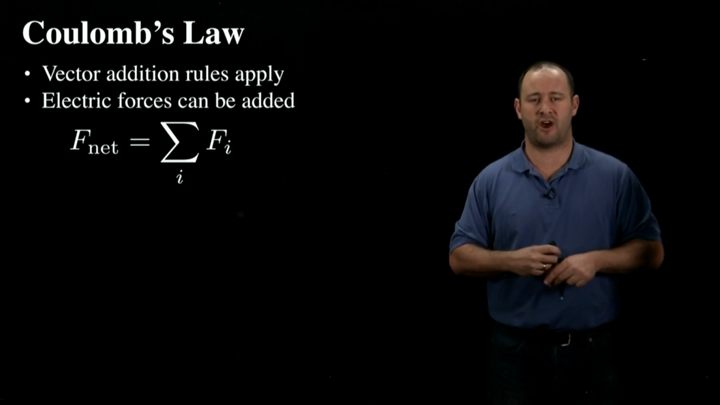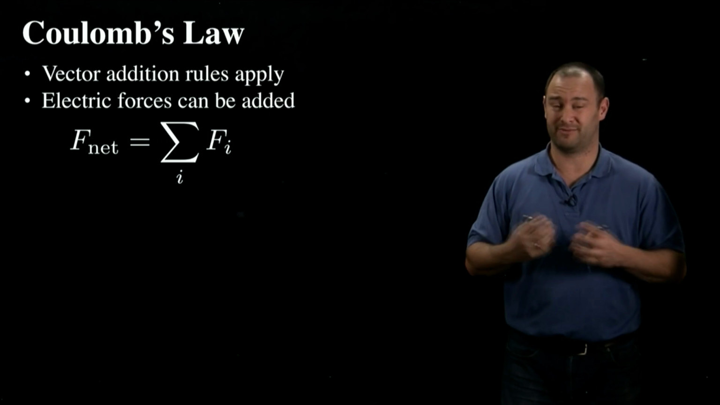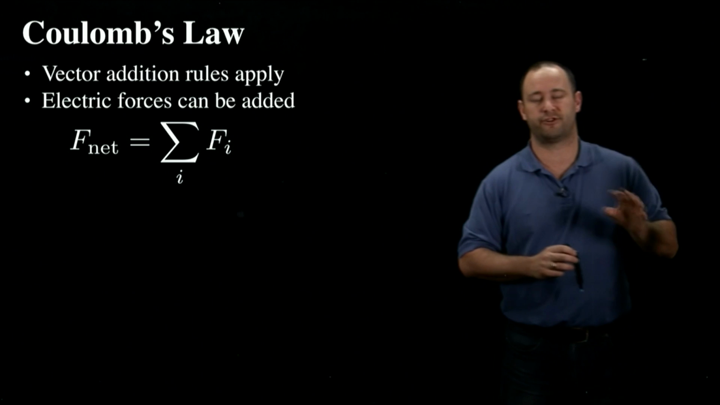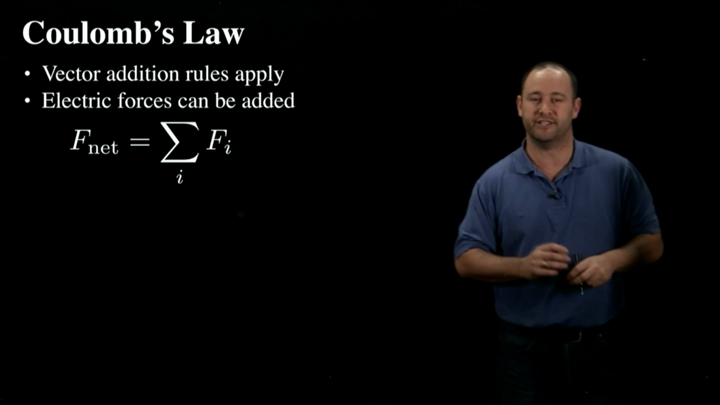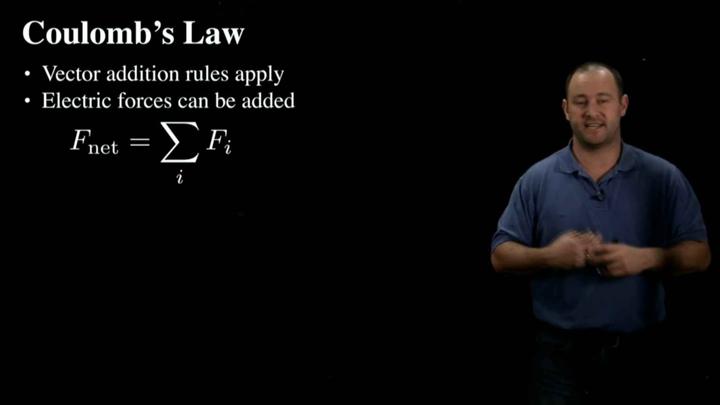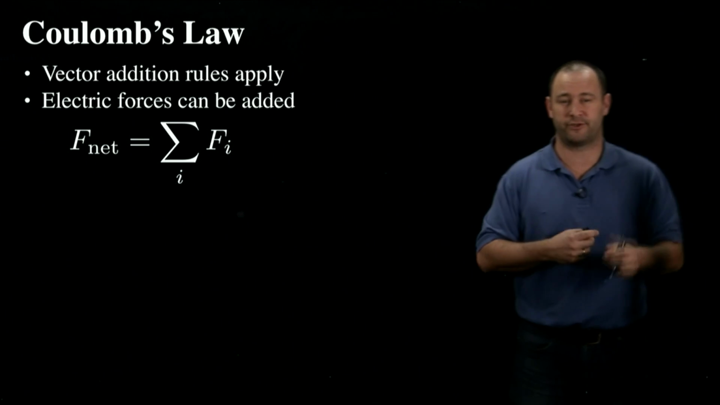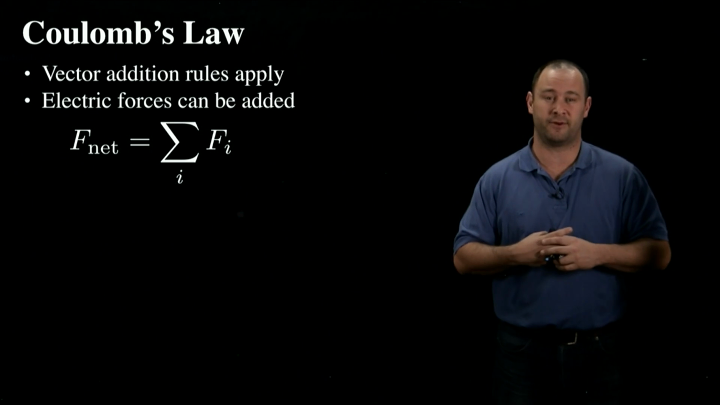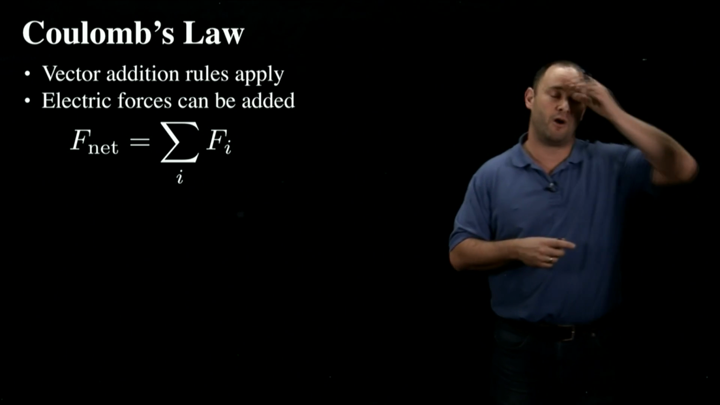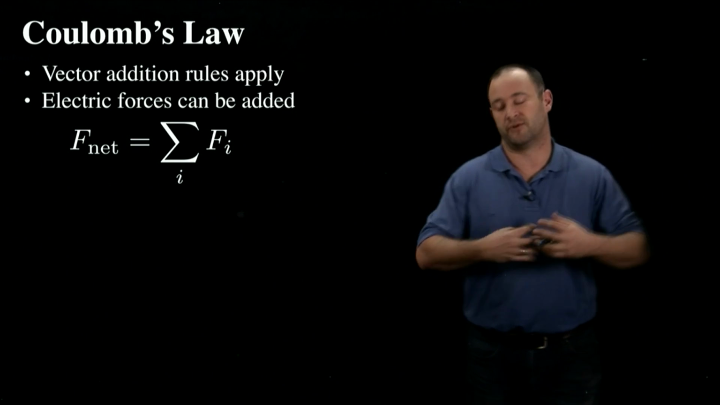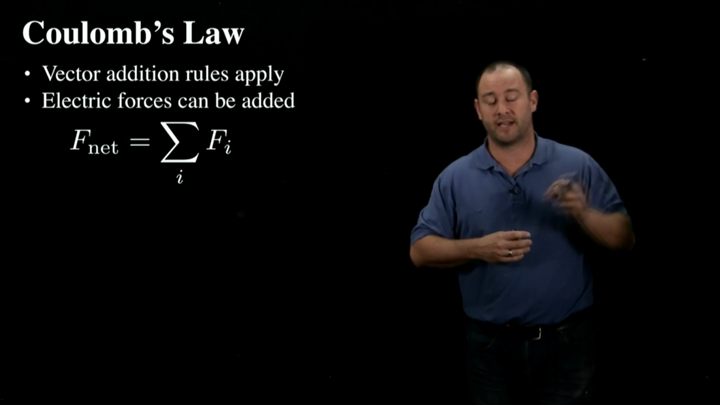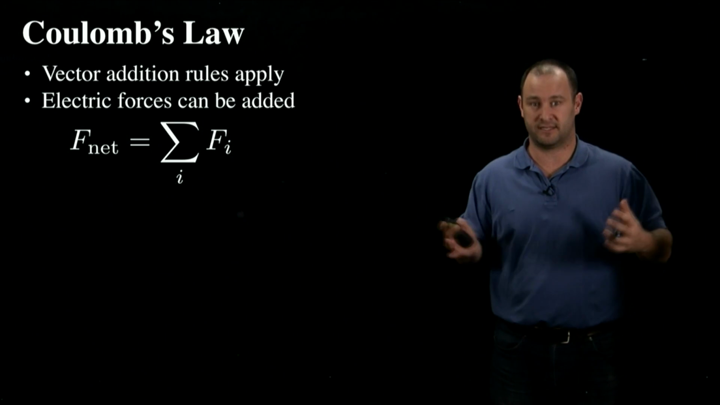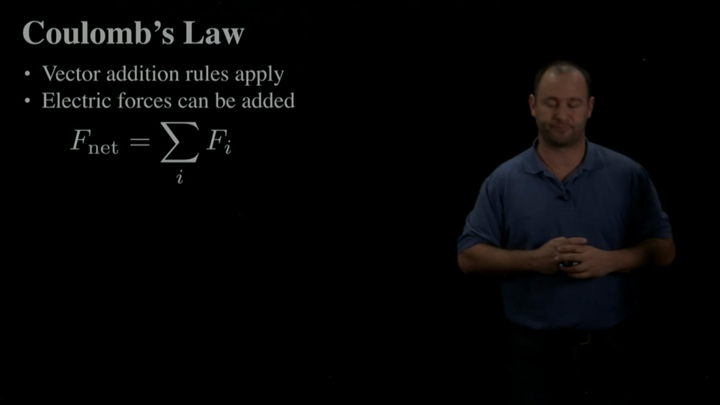Just a couple of things to note. This is clearly a vector, and one of the things that this means is that vector addition rules apply. So if I have multiple charges, as is the case here, I've got i different charges, then the net force on any given charge is just equal to the sum of the forces from the individual charges. In that way, if I have a very complicated system, I can still work out the force on any given charge just by calculating the sum of all of the forces nearby.